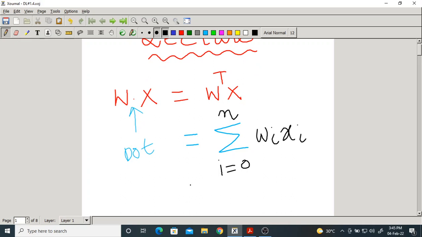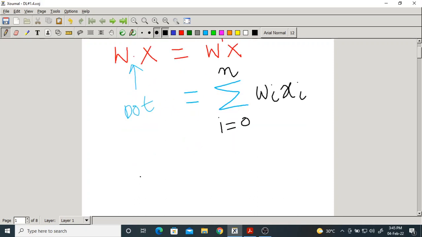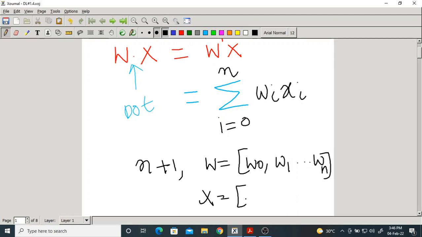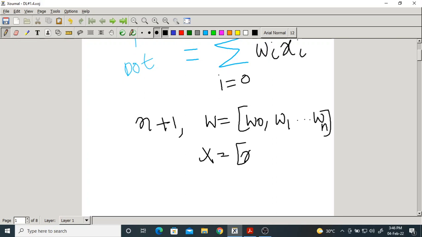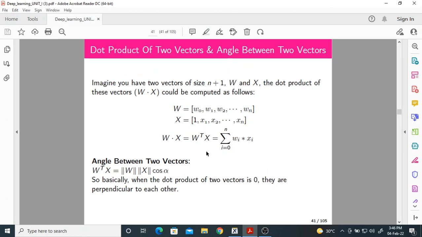We have discussed these things in our ADC course also, in the last semester, in the last year. Now, what are this w and x? They are of dimension n plus 1. w are the weights of the inputs: w0, w1, and so on, wn. x is the set of inputs: x0, that is always equal to 1, x1, x2, and so on, xn. So this is a dot product of two vectors.